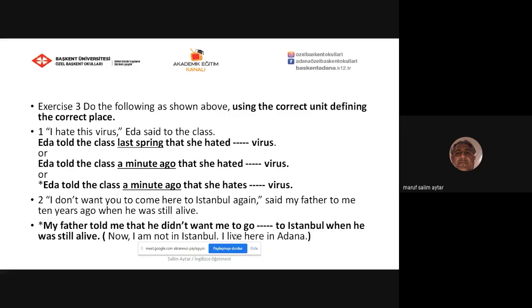There is another exercise. Can you do the following as shown above? Using the correct unit, defining the correct place. Okay, there you go. "I hate this virus," Eda said to the class. As you all know, Eda hates viruses, actually. Eda told the class last spring.